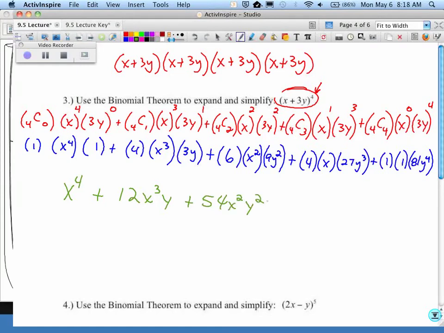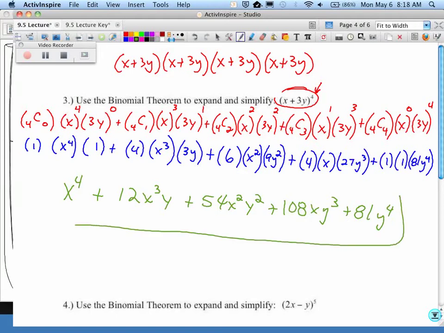And then 1 times 81 is just 81 y to the 4th. Now if you're sitting there going, wow, that seems like a lot of work, I think it would take you guys about 3 or 4 problems and that pattern becomes so much faster for you. As you get better at this, I think you could do a lot of the steps mentally, but for this particular 9.5 section, I suggest you do what I did.